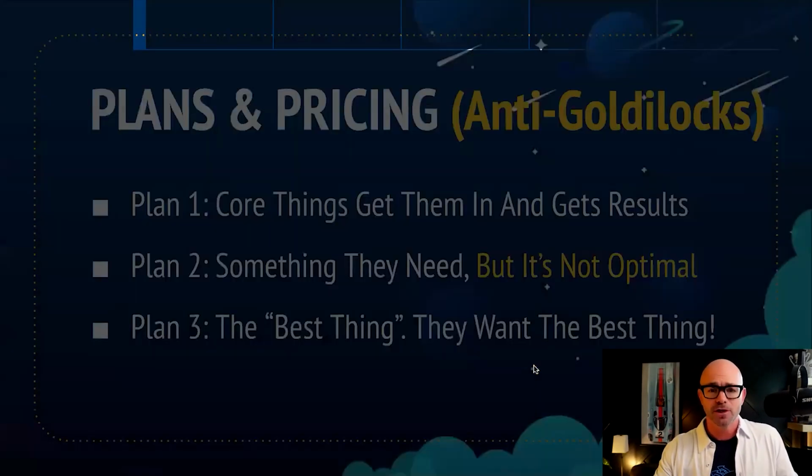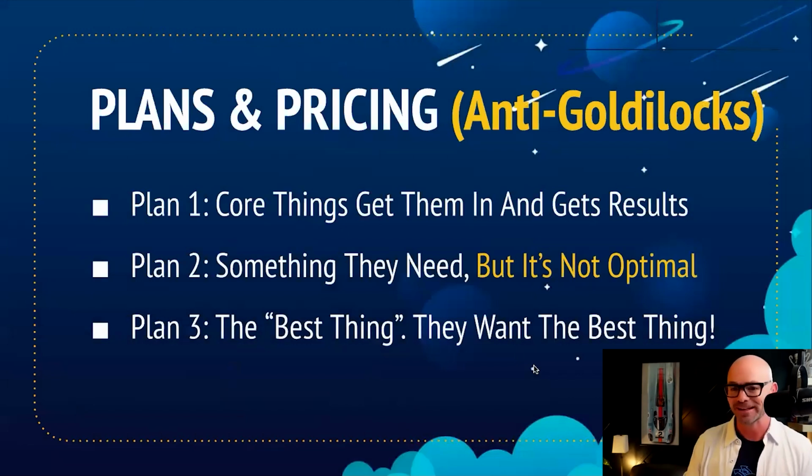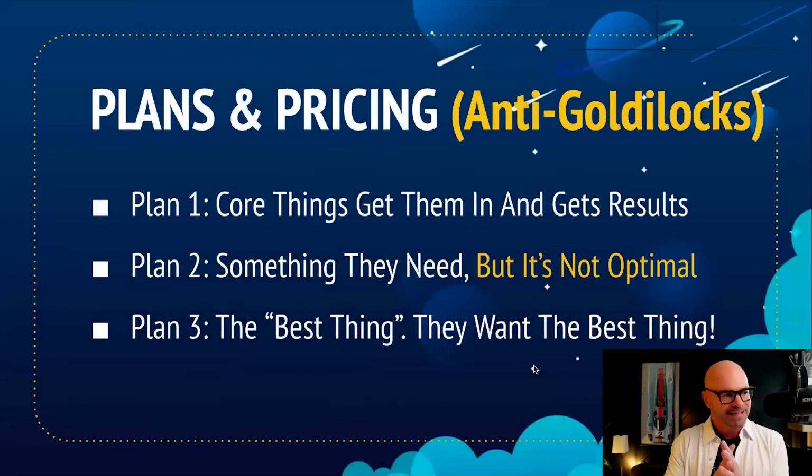All right, next, we're going to talk about the anti-Goldilocks model. So this is interesting. This is how we did this with chirodominance. So plan one, the core things that get them the results. A lot of the chiropractors that we talked to already had chiropractic websites, right? There's a lot of competition out there. They already have a good site, but maybe they needed the two-way texting, the appointments, scheduling, the reminders, things like that. So all those things go in plan one.